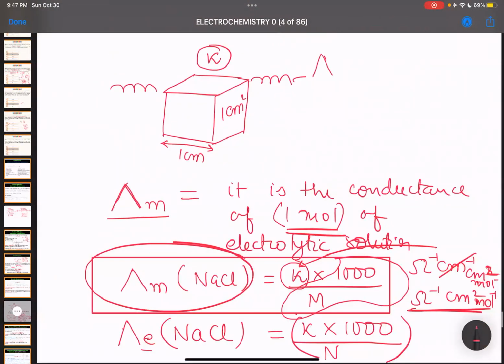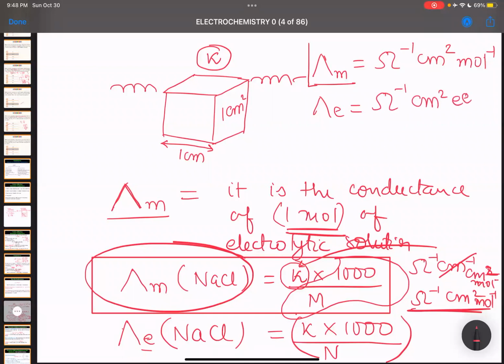I will write once again. Lambda m is going to be per ohm centimeter square per mole, because it is the molar conductance. And equivalent conductance is the conductance of one equivalent, so per ohm centimeter square per equivalent. That's the unit of equivalent conductance. Molar conductance is the conductance of complete 1 mole of salt, all the ions given by 1 mole of salt.